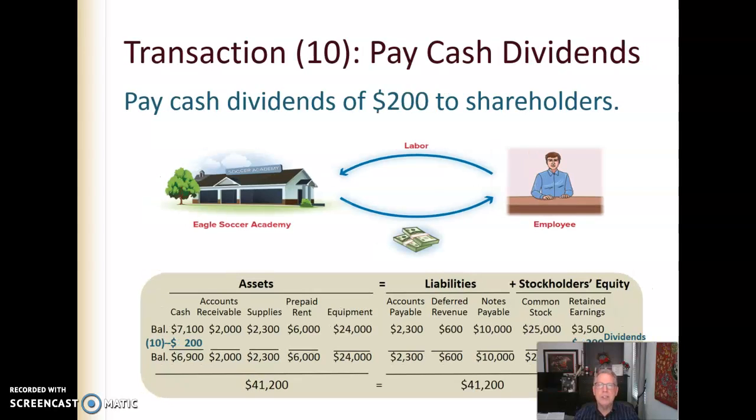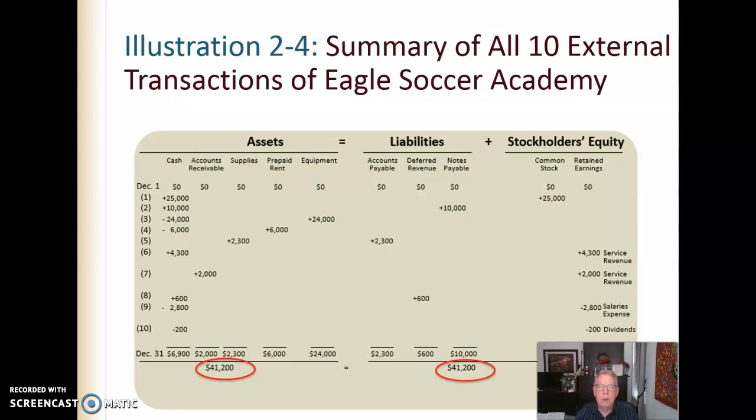All right, in transaction 10, we pay cash dividends. Cash dividends lives only on the statement of retained earnings. It's not an income statement account. So in this case, cash is going to go down, and dividends is also going to reduce retained earnings. Just like an expense would reduce retained earnings, but it's not an expense. Okay, so now if I look at all the summaries of those 10 transactions, you'll see that the accounting equation remains intact.